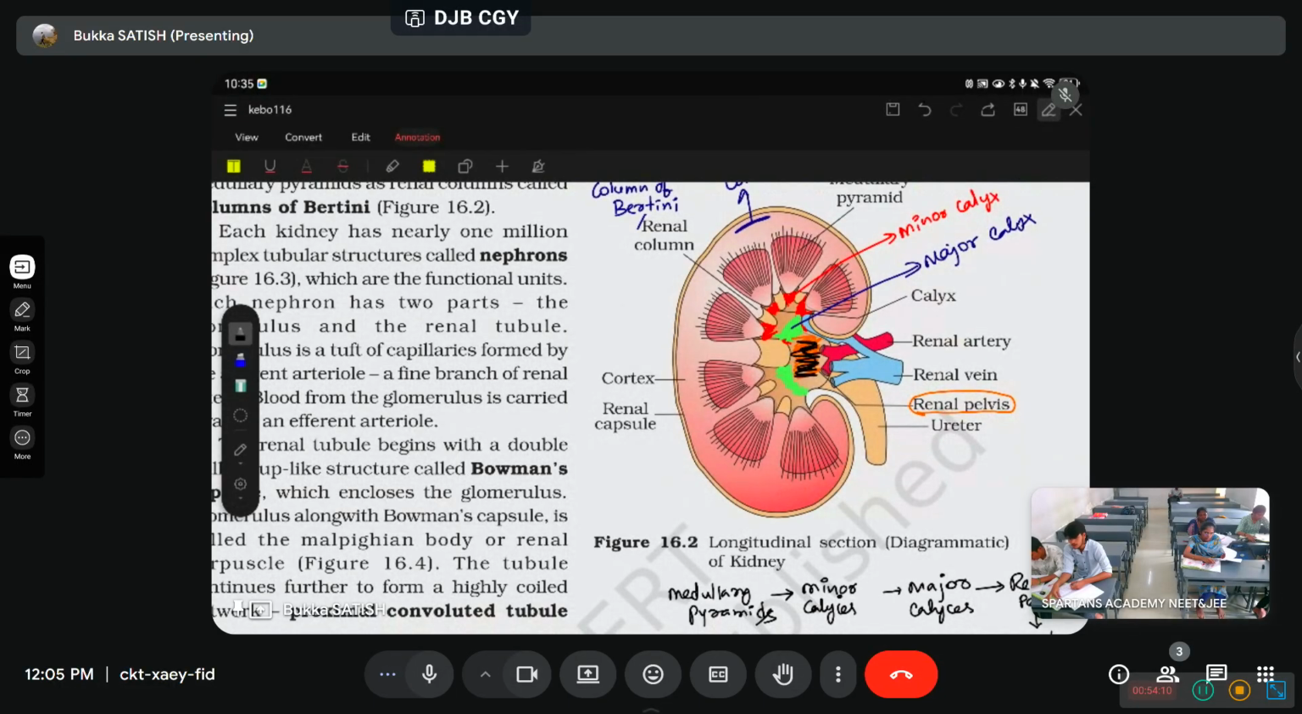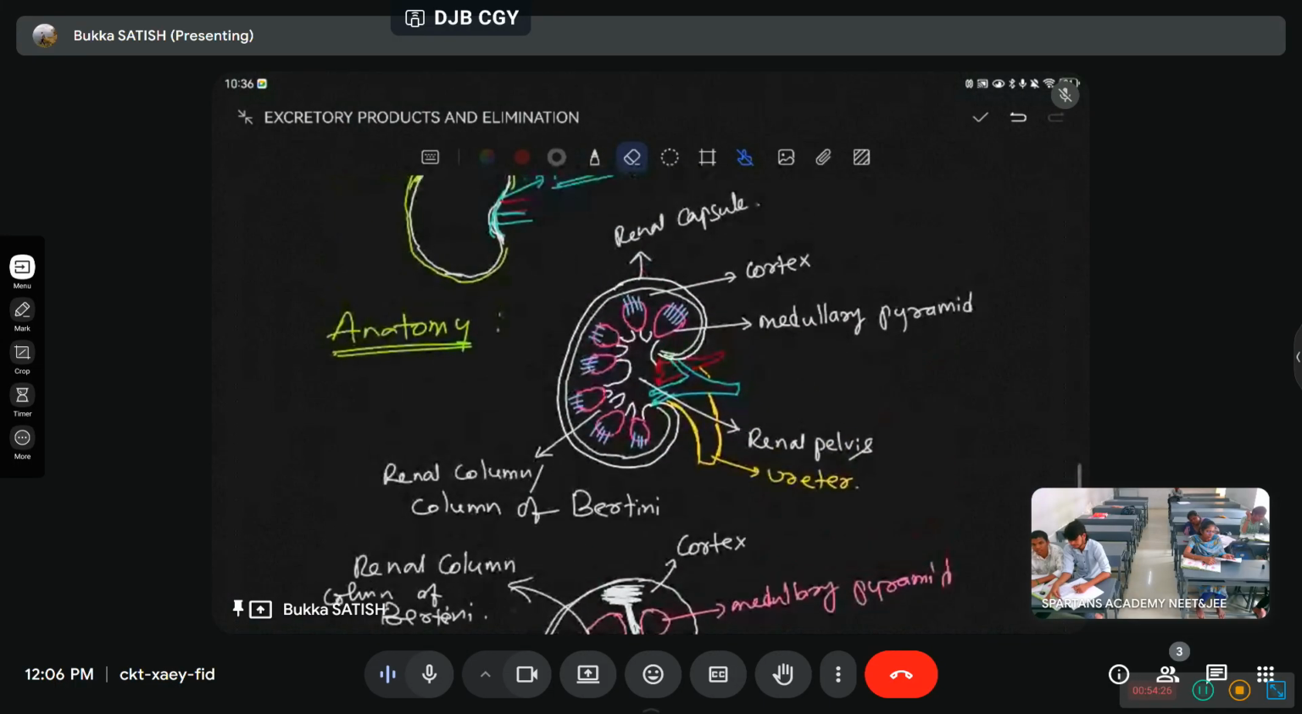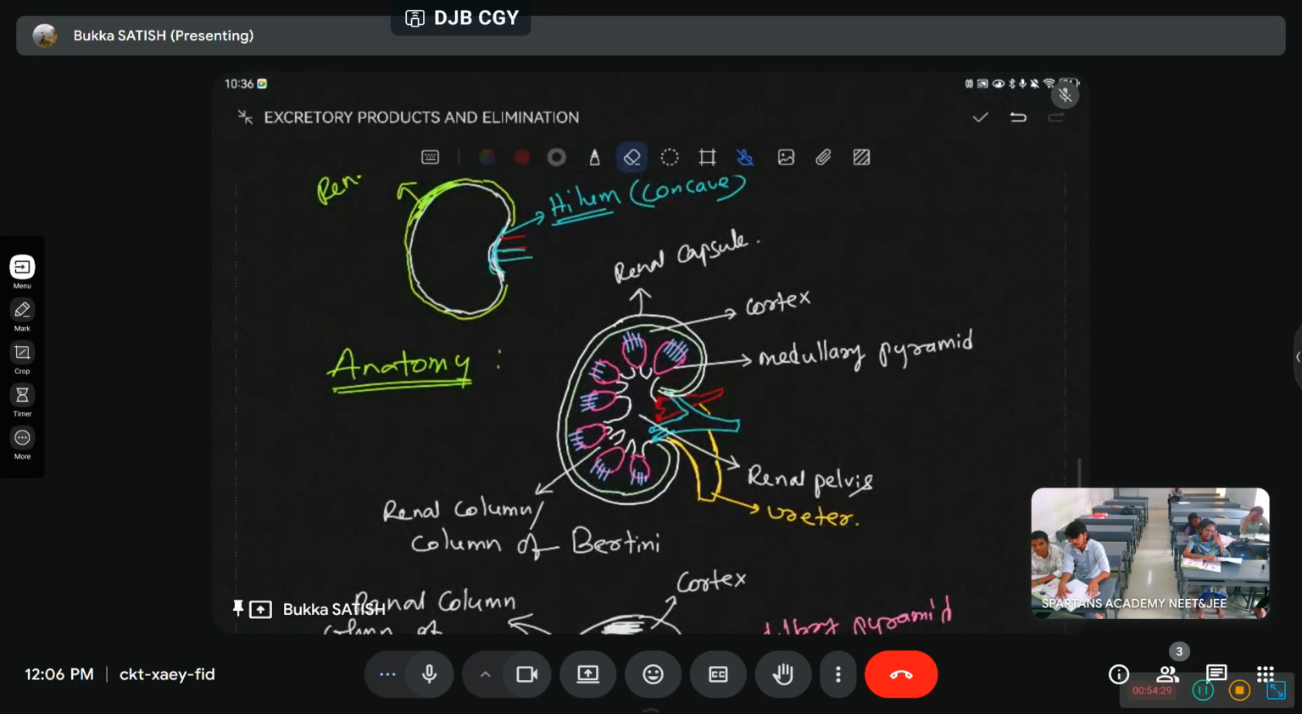These lines are not labeled, but you can say they are nephrons. Nephron arrangement will be this only. We are going to discuss that. There you will understand what this arrangement is. So that is about the anatomy of the kidneys.